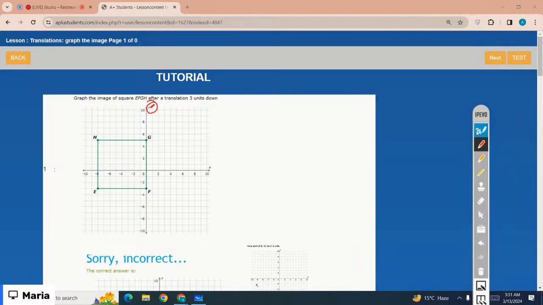So all the points move 3 units down. H is here. The new point is 1, 2, 3. Same for each of the other points, 1, 2, 3. So this is the translated image, right? When you are doing translation, that means all 4 points move to the new place. So that is the translation. Got it?